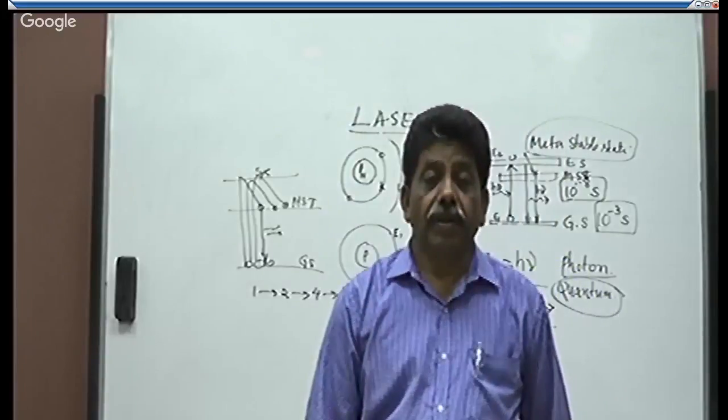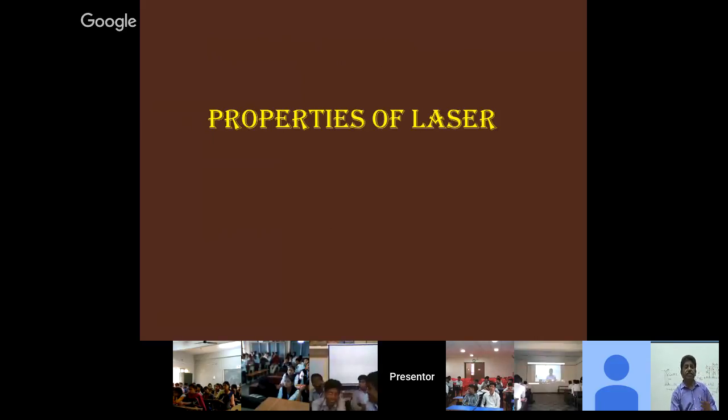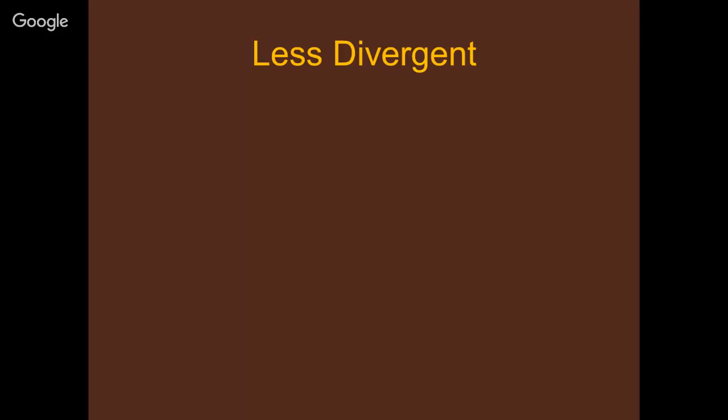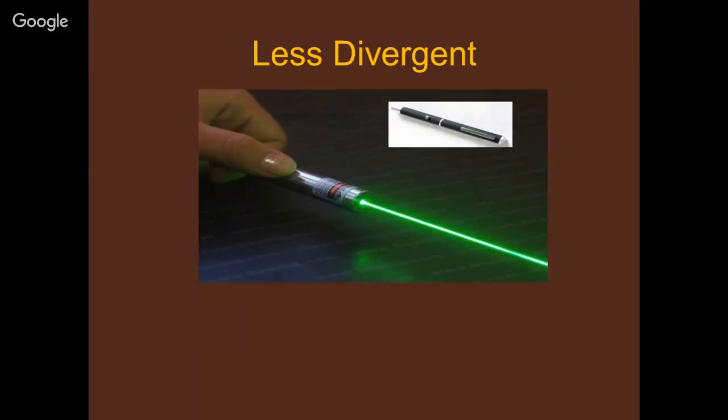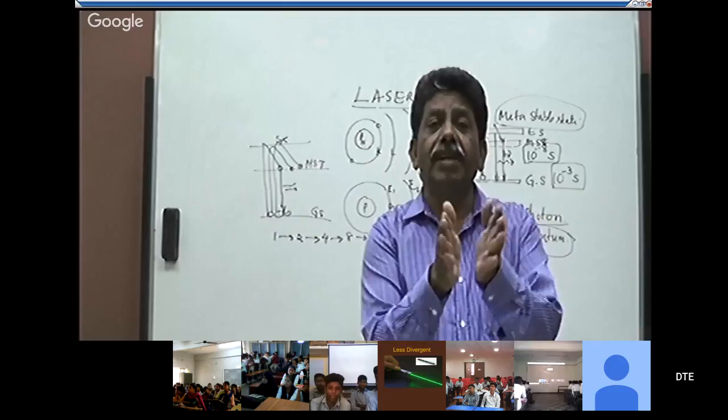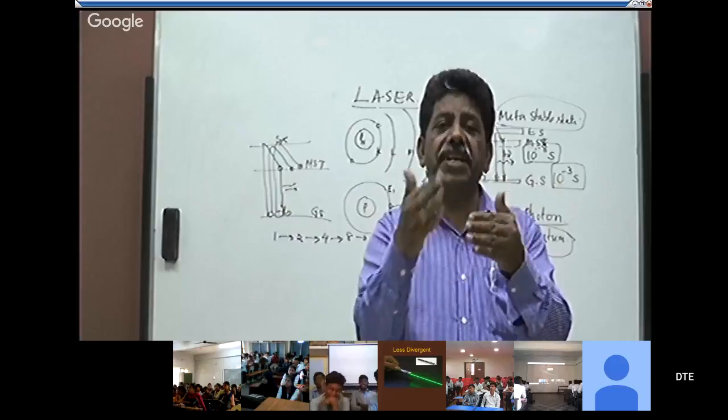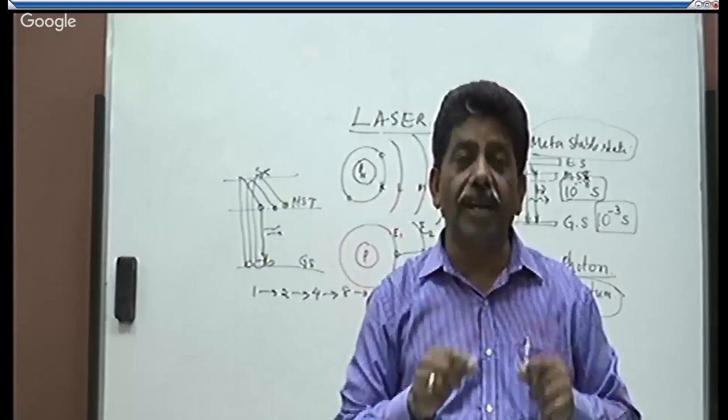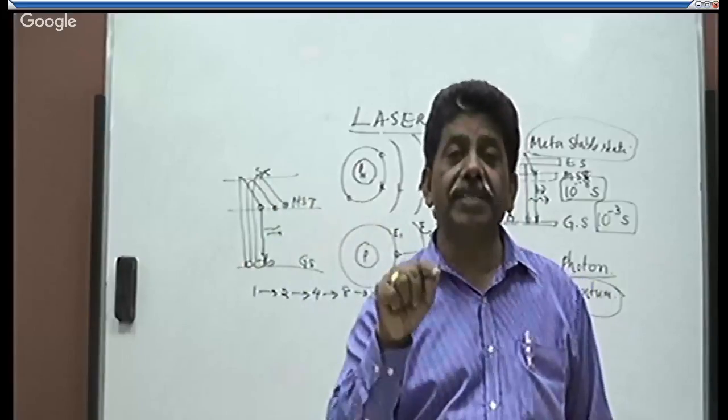Okay, what are the properties of laser? Laser is different from ordinary light. Laser is less divergent. You might have played with a laser torch, and even laser lights are available. There, the beam of light rays will be almost parallel, even if they travel several thousands of kilometers. That means they don't get diverged. Whereas if you use an ordinary torch, the light rays will be diverged. In other words, the cross-section area will increase, but here the cross-section area will be almost the same. Therefore, we say it is less divergent.